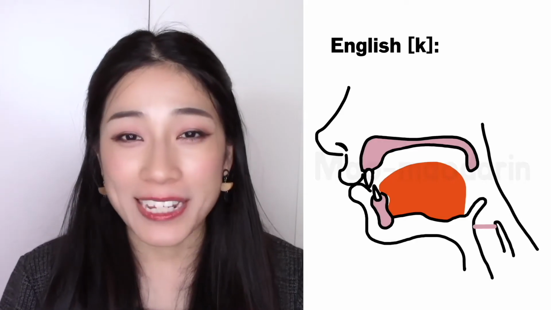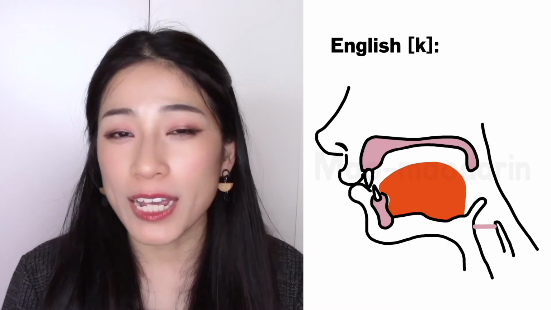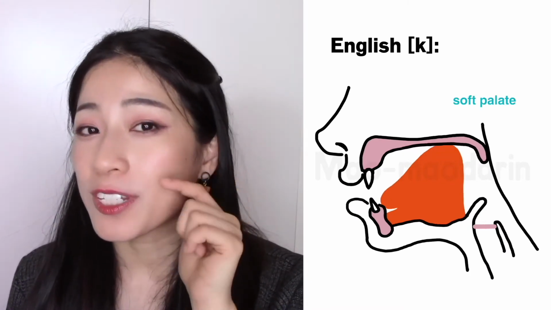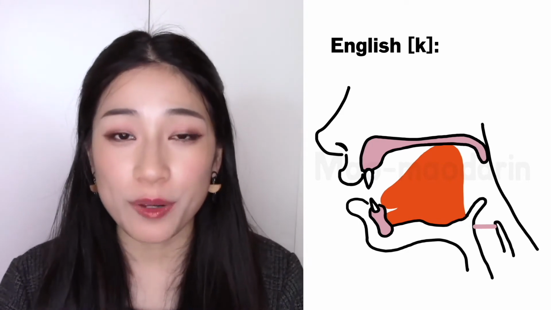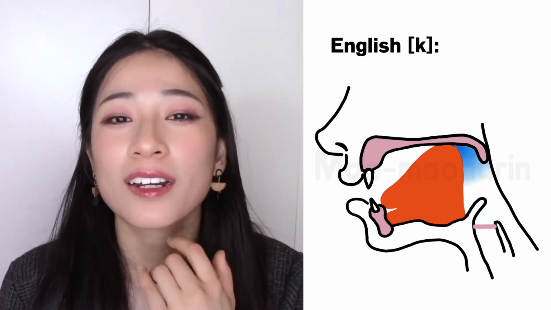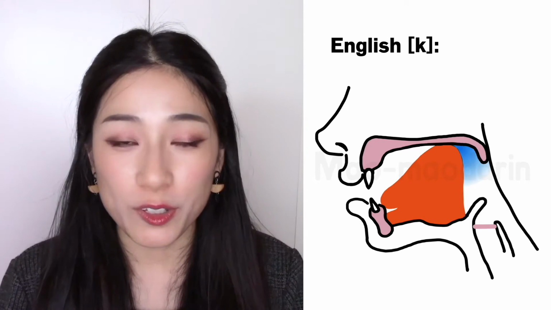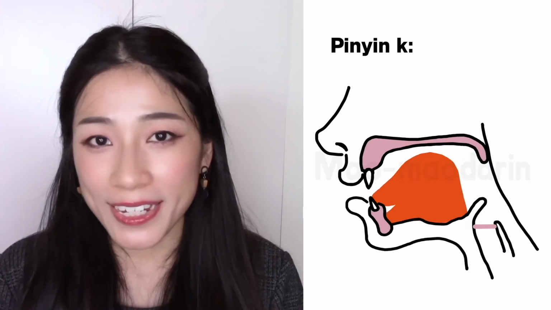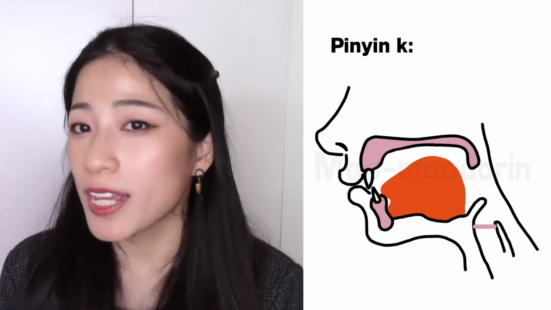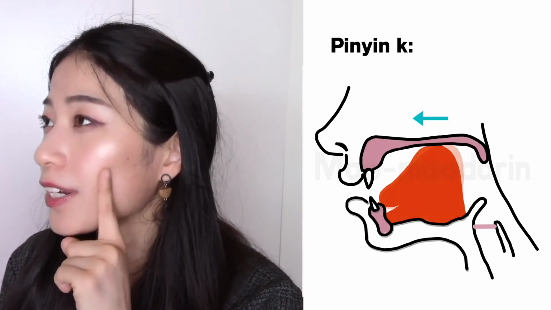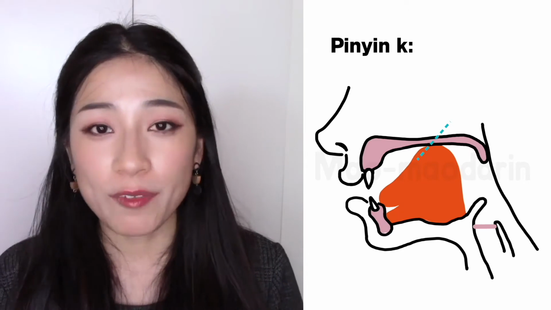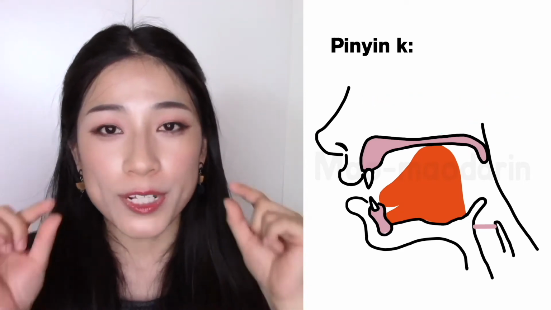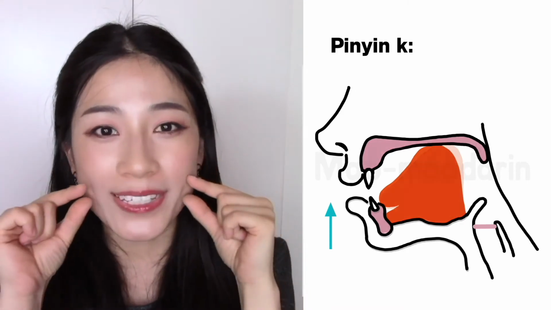Okay, to pronounce the English k, the back of your tongue is raised up all the way toward your throat and slightly touches your soft palate to create an obstruction to block the air. And then release a strong puff of air to make the sound. But to pronounce the pinyin k, you need to make that obstruction a little bit forward, at the intersection of your soft palate and hard palate. In order to do that, your mouth would spontaneously close a little bit.